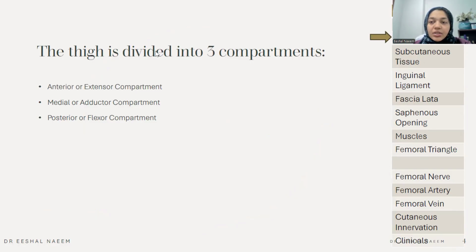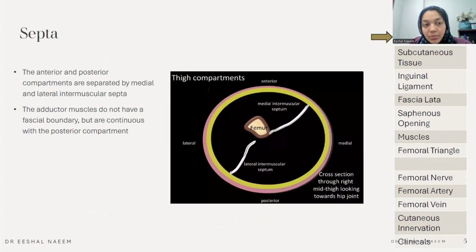We have an anterior or the extensor compartment. Most of the extensors are present in the anterior compartment. Now there's a medial compartment that is also the adductor compartment. All the adductors lie in the medial compartment. And there's a posterior or flexor compartment. All the flexor muscles lie in the posterior compartment.